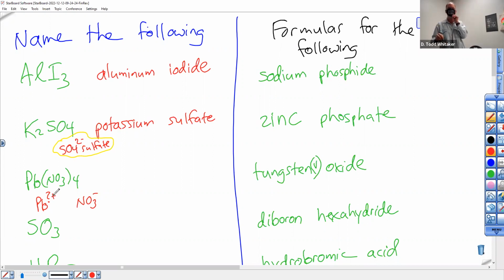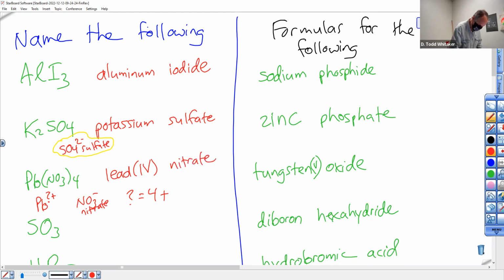There's only 1 lead there to balance -4. So what's the lead's charge? 4+. How do you say lead has a 4+ charge? An I with a V. And then it's nitrate is the name of the ion. Got to know that. Not going to be given. Hasn't been given all semester.